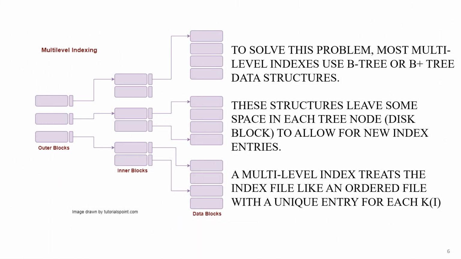As you can see on the left side, this is the multi-level indexing. It consists of outer blocks, inner blocks, and data blocks. To solve this problem, most multi-level indexes use B-tree and B plus tree data structures. These structures leave some space in each tree node to allow for new index entries. A multi-level index treats the index file like an ordered file with a unique entry for each key.